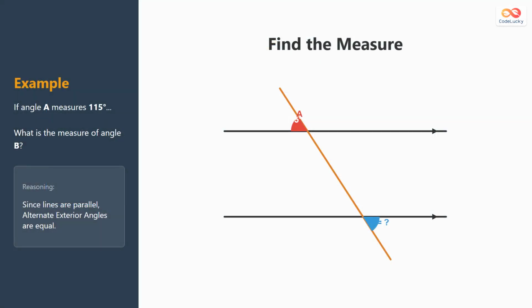Let us apply this to a practice problem. Here we have angle A measuring 115 degrees. We need to find the measure of angle B because these are alternate exterior angles on parallel lines. We know they must be equal. Therefore, angle B is also 115 degrees.